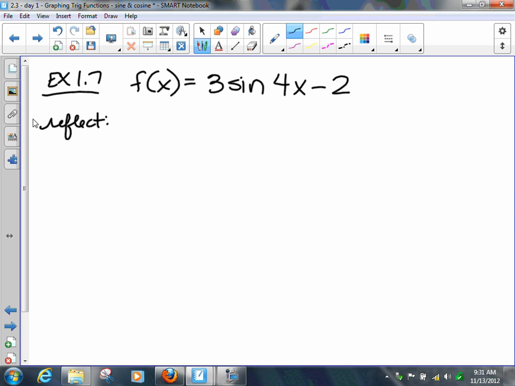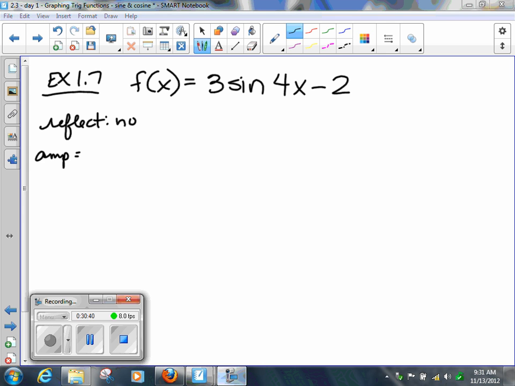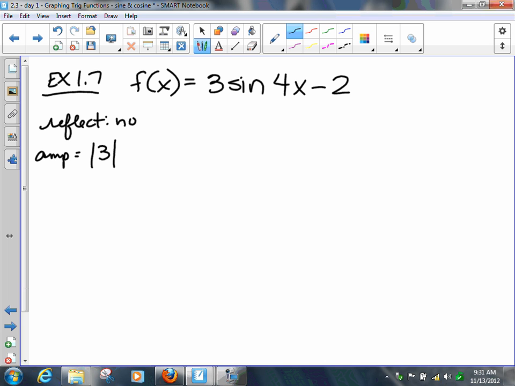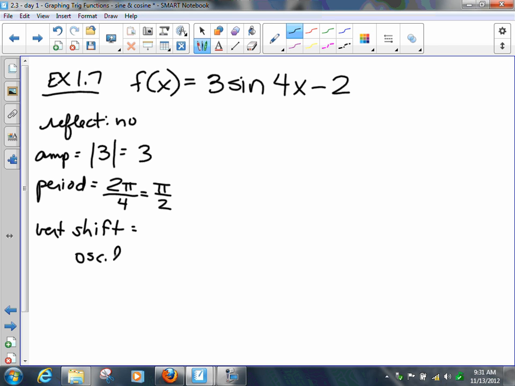Will it reflect, yes or no? No. Amplitude, what is it? 3. Absolute value of 3 is 3. Period. 2 pi over who? 4, which is pi over 2. That's different. Vertical shift. My oscillation line is at -2.